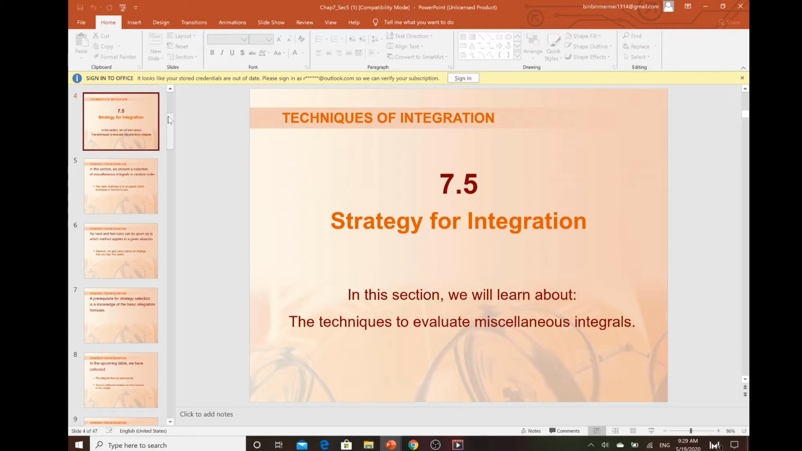One thing that you need to do is recognize the pattern of the given integrand. From the given integrand, we can find out whether we can use the basic formula or we have to use integration by parts, partial fractions, substitution, or some other strategy. So now we'll take a look at this.